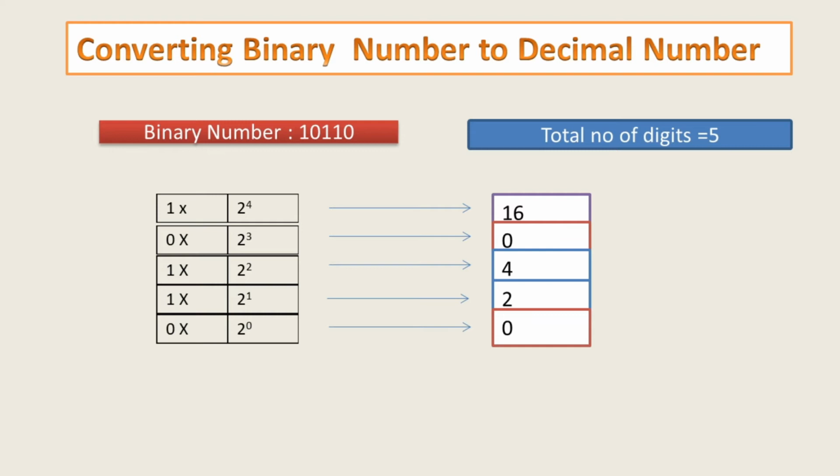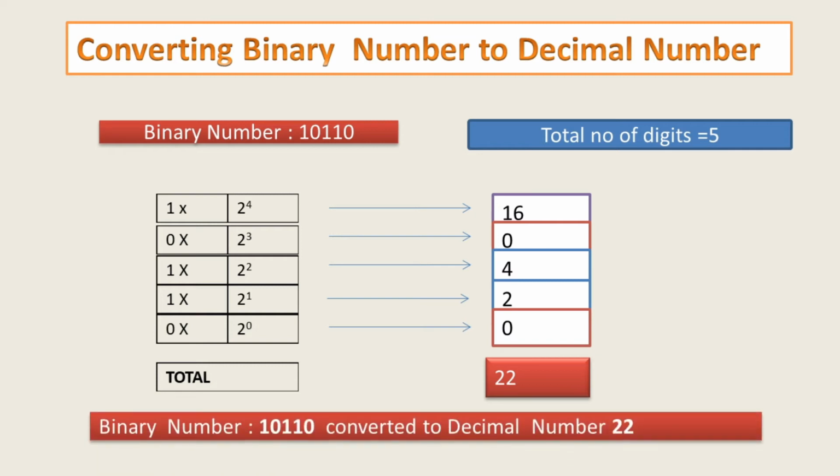Now we add up all these numbers. After adding, it comes to 22. So the conversion of a binary number to a decimal number is like this. If the binary number is 10110, the converted decimal number will be 22.